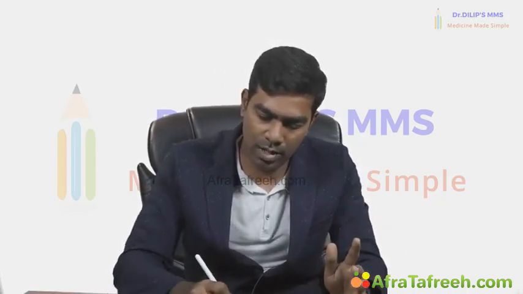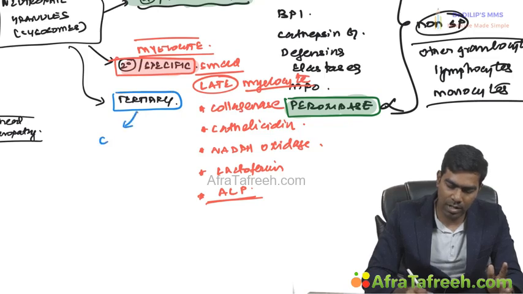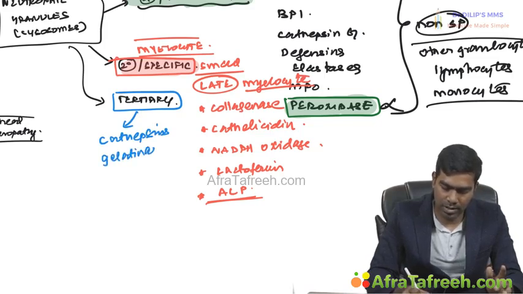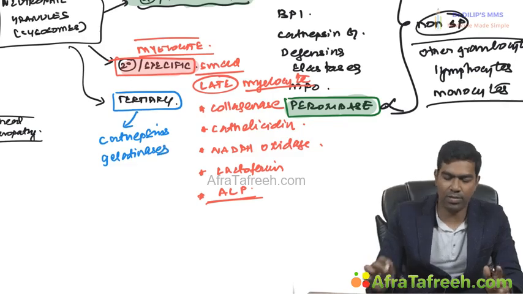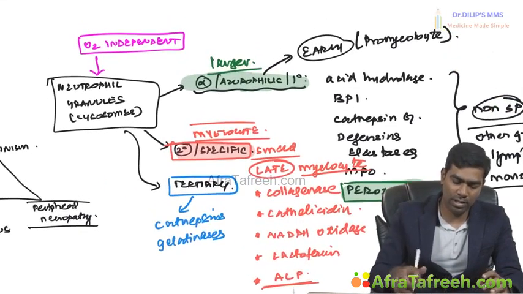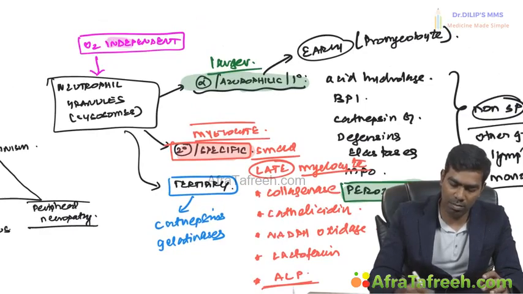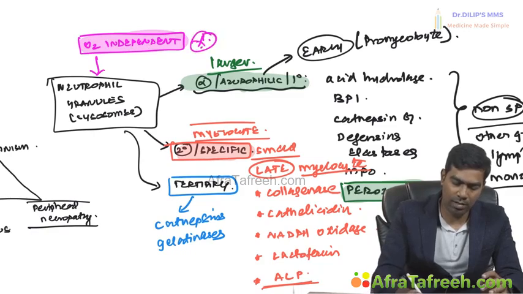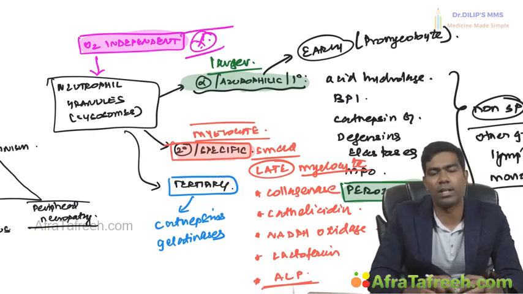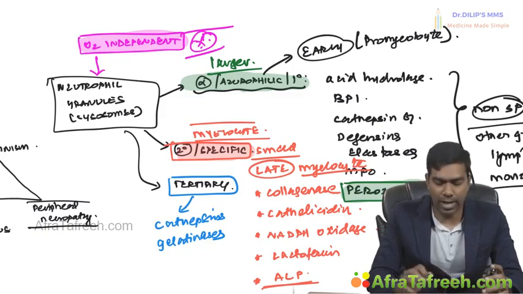And tertiary granules are completely different. They contain other cathepsins apart from cathepsin G, and they also contain gelatinases. These are things that are contained in tertiary granules. Very important thing. Remember, all these granular contents are very, very important for oxygen independent killing. Very important. These are not important for oxygen dependent killing. They are important for oxygen independent killing.